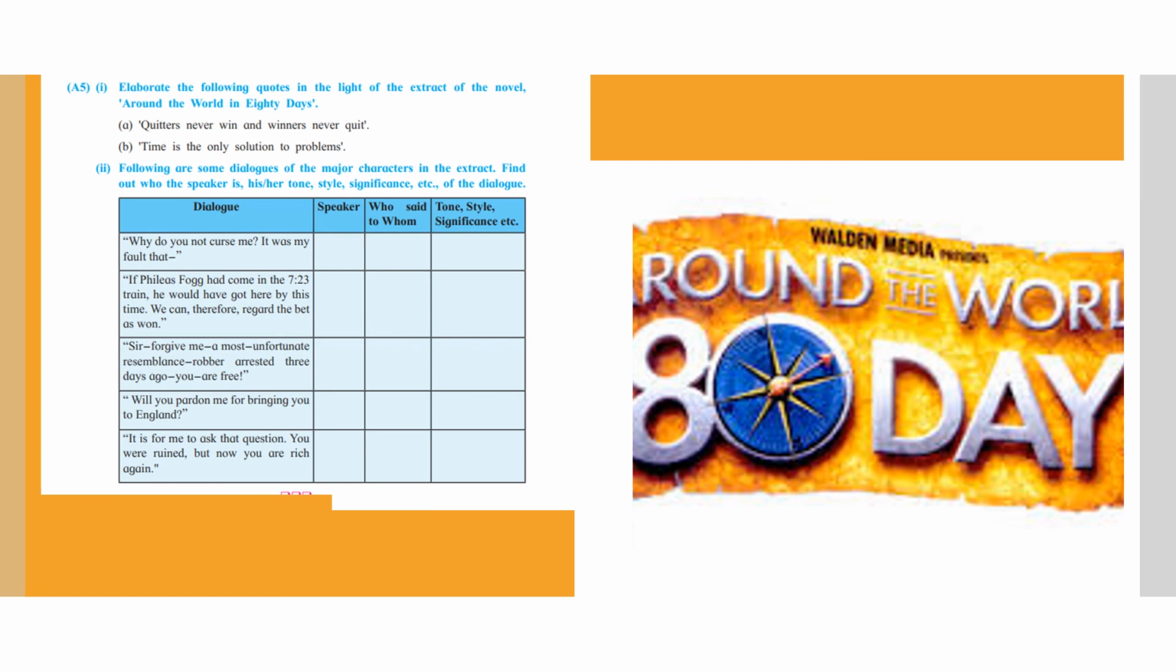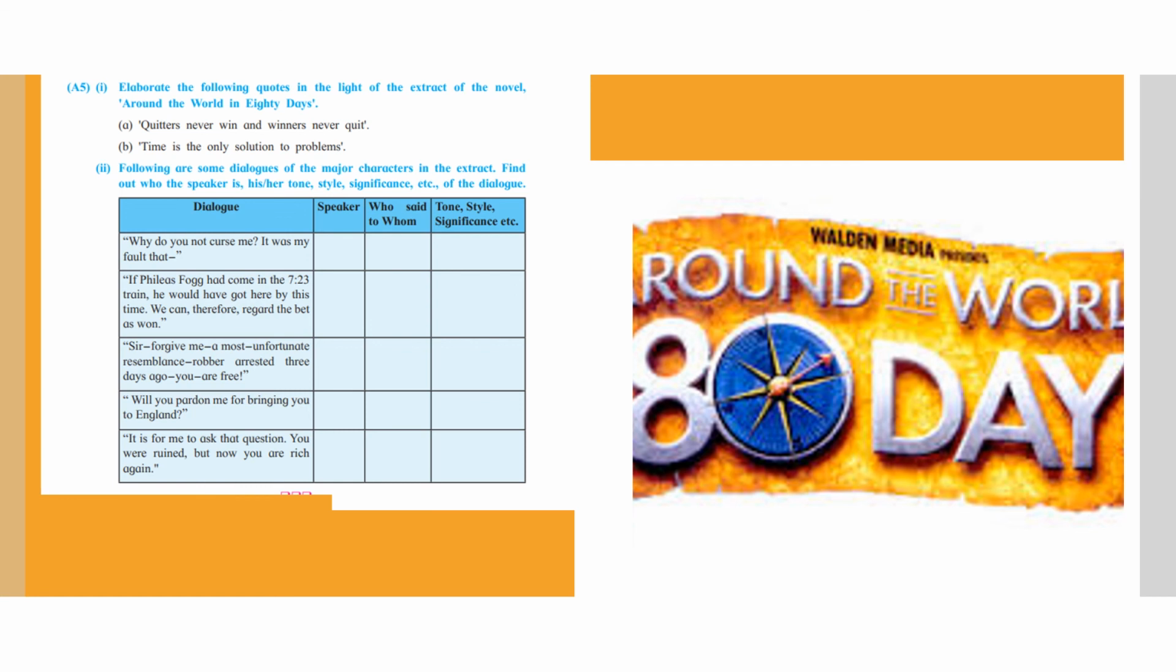Second one: "If Phileas Fogg had come in the 7:23 train, he would have got here by this time. We can therefore regard the bet as won." The speaker here is Andrew Stuart, and Andrew Stuart talks to Gauthier Ralph. The tone here is assertive. The style is commanding, pleasant. The significance is that the robber is caught at Edinburgh, so Fix releases Fogg.